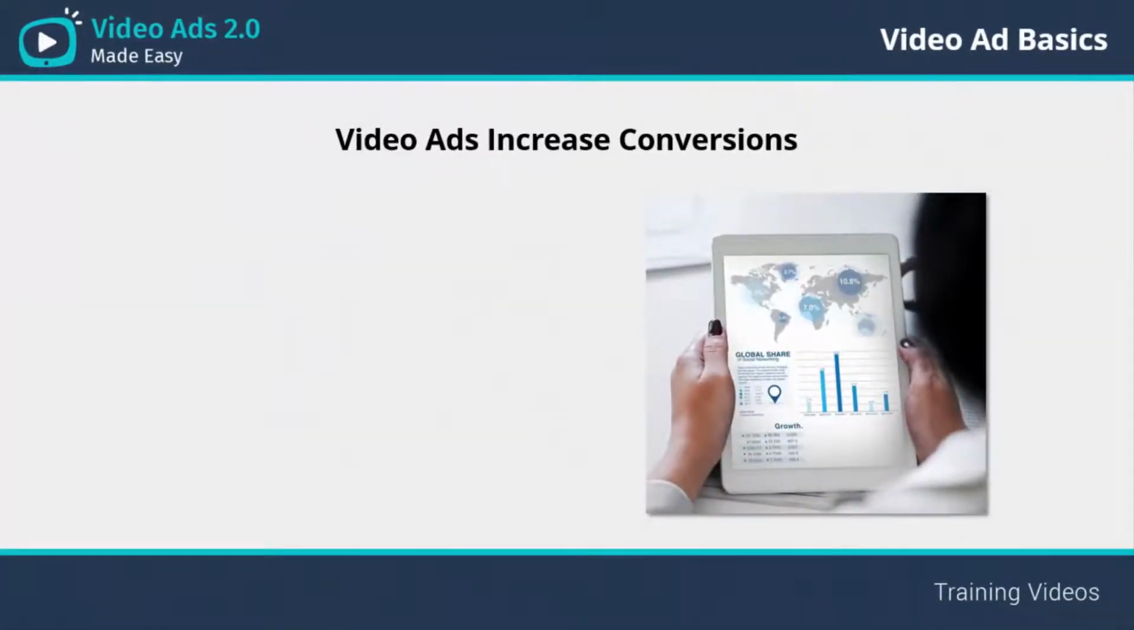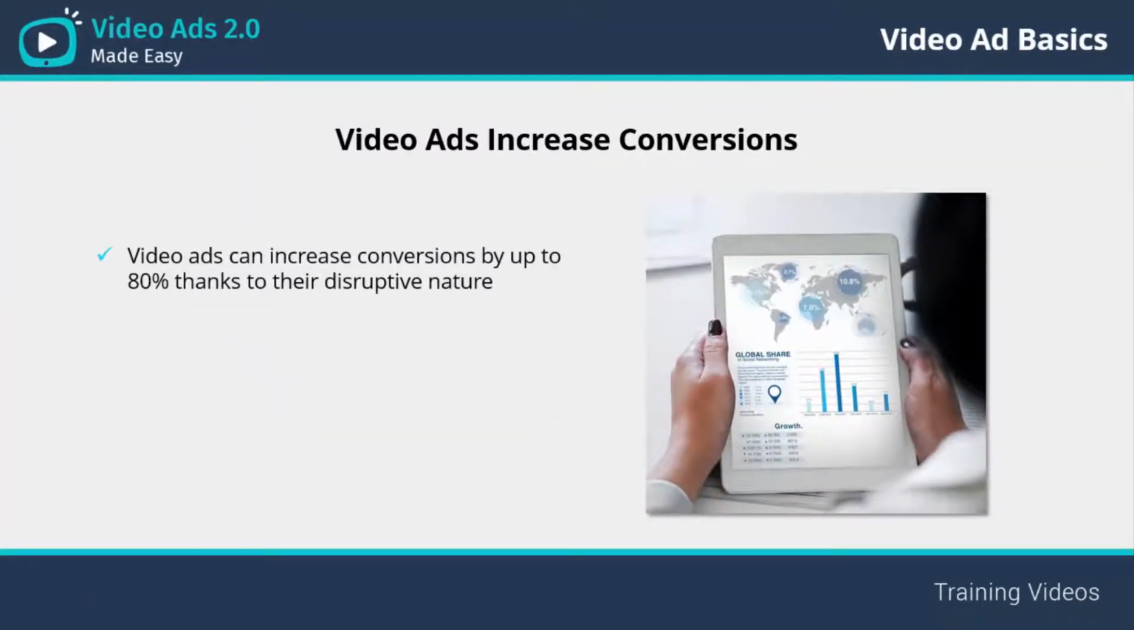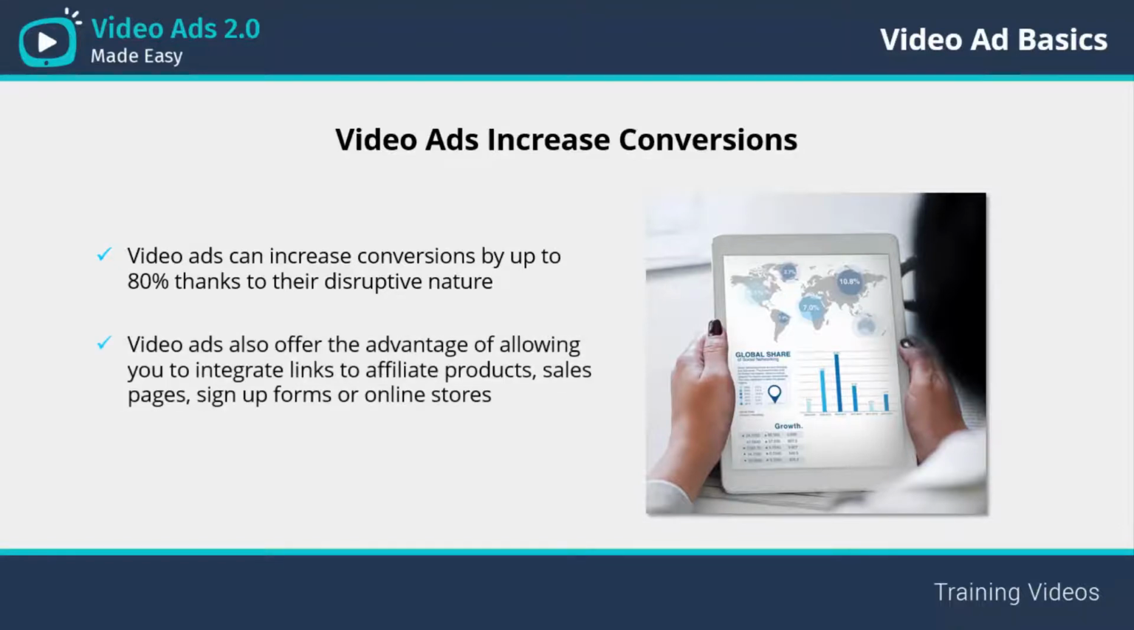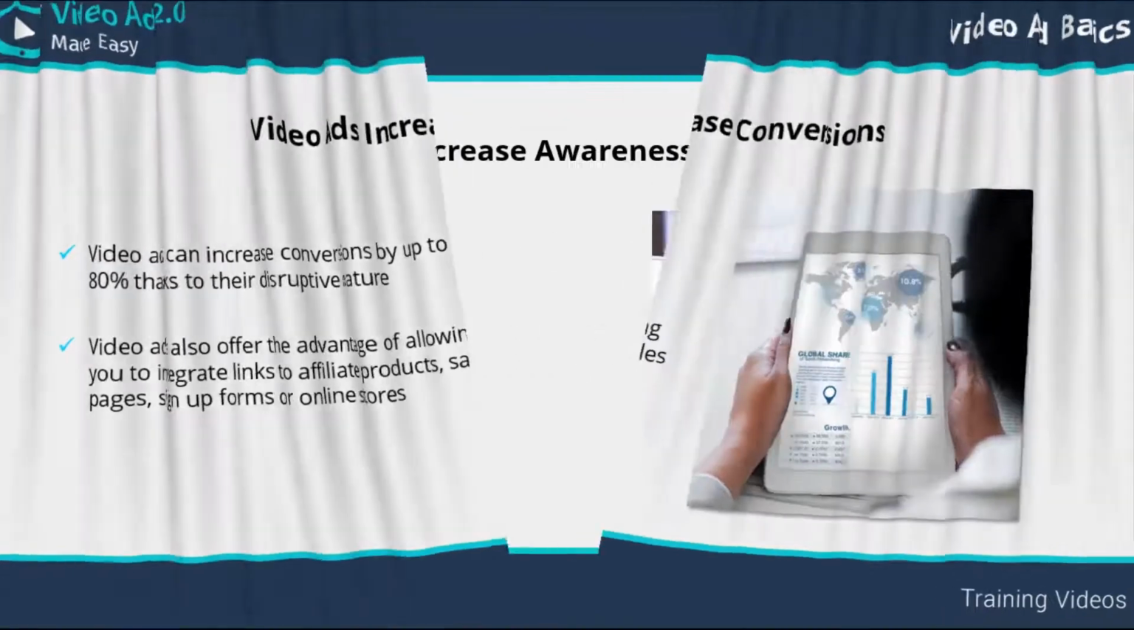You can imagine the benefits of that for your business. Video ads increase conversions. Video ads can increase conversions by up to 80%, thanks to their disruptive nature. Because video ads interrupt the online watching experience, they are able to encourage people to take action on the spot. Video ads also offer the advantage of allowing you to integrate links to affiliate products, sales pages, sign-up forms, or online stores, which makes it easier for leads to follow through with an offer.